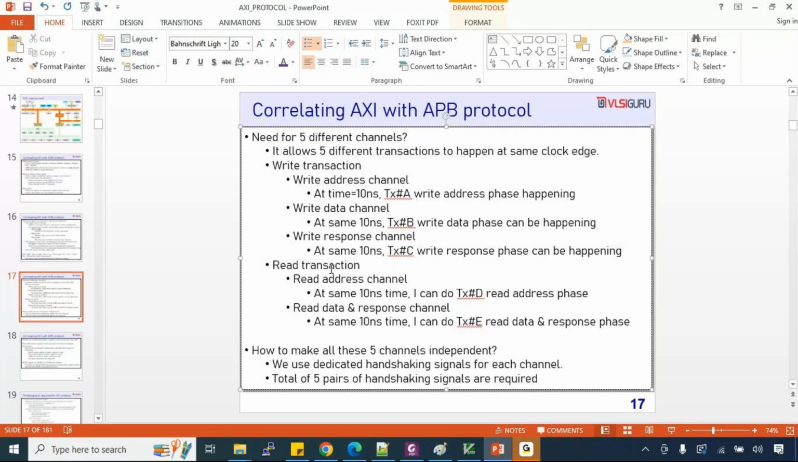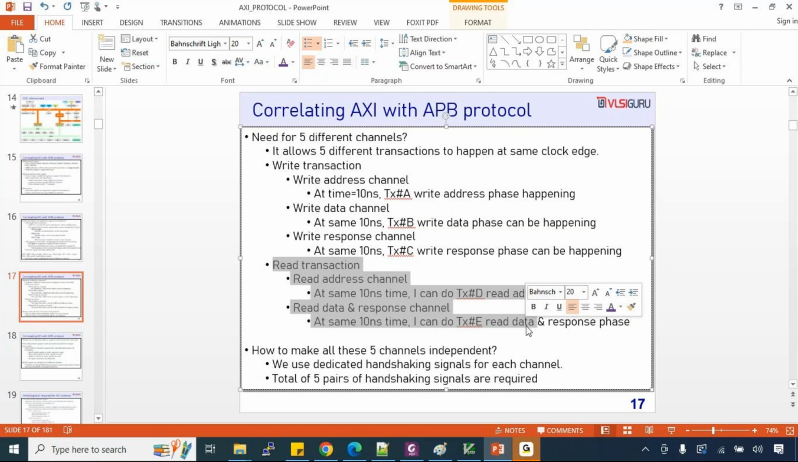When you come to read transactions, a read transaction uses completely different channels. Understand, write is like one physical element and read is like another physical element. So a very important thing in AXI is that write and read are independent, because there is AW address, AR address. There is AW length, there is AR length. There is AW size, AR size. Every signal is duplicated. Duplicated means 2 sets are there. One set is for write transactions, one set is for read transactions.